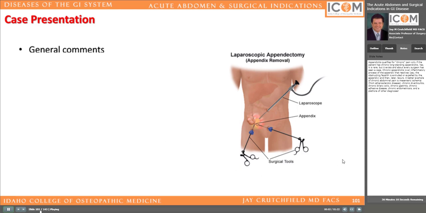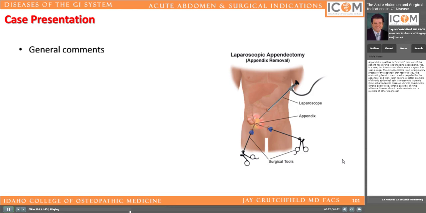Appendicitis qualifies for chronic pain only if the patient has chronic long-standing appendicitis. Yes, it's rare, but it exists, and about every surgeon has seen a case. Chronic appendicitis is an inflammatory process of the appendix that resolves. Say, for example, the obstructing fecal lith is extruded or expelled from the appendix, and then later it recurs.